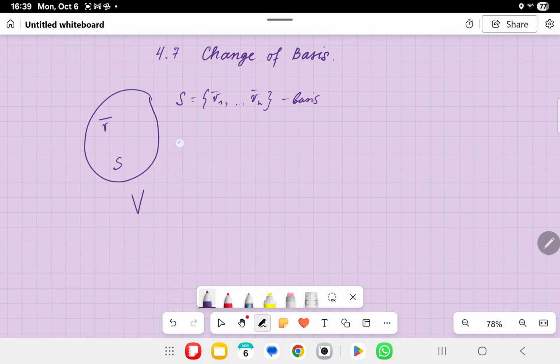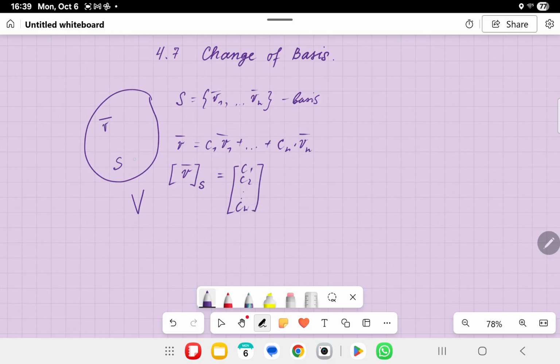Because the basis spans the space, we can represent a vector through coordinates, or as a linear combination of basis vectors. A linear combination is just a sum of basis vectors multiplied by some real number constants, something like this. And we can write it down like this: V in the basis S equals the vector C1, C2, Cn.